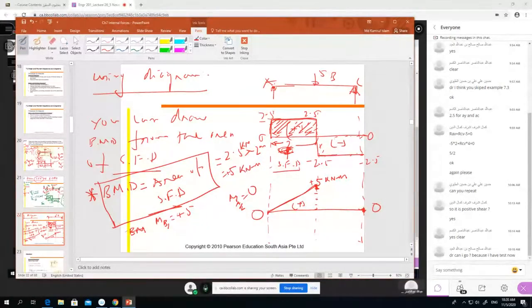What is the bending moment here? Again, the area. So we have plus 5 here, and this area. Now what is the area? Minus 2.5 into distance 2. So what do we have? We have 0, at this point, at C. So again we go like this, we connect.